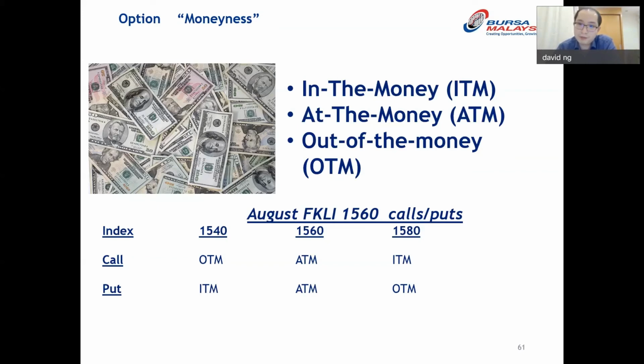Put is basically the option for you to sell. So obviously, when the market falls below, that's where you'll be making money, and when the market goes above, we won't be exercising the contract. So again, I think moneyness is talking about the strike price in relation to the exercise price or the market price.